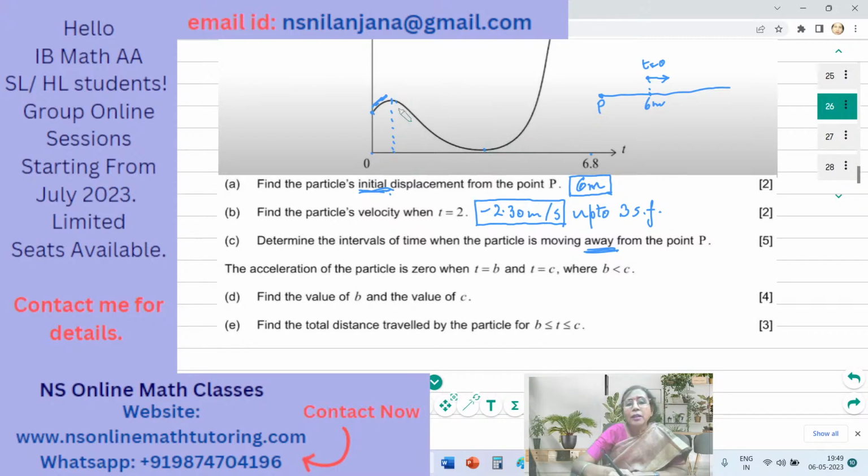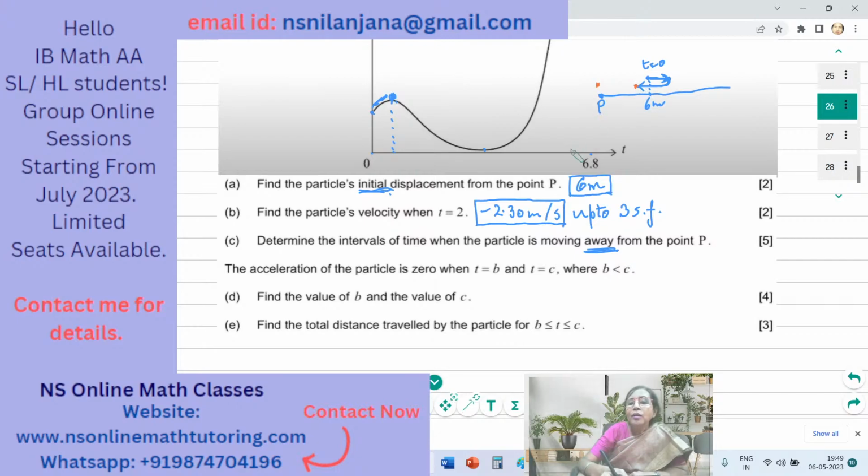And how can the displacement decrease? The displacement can decrease if the particle turns. It was moving in this direction. Now, at this point, it has turned, and it has started moving towards the point P, the reference point P. And what is the displacement? The displacement is the shortest distance between the initial point and the final point.